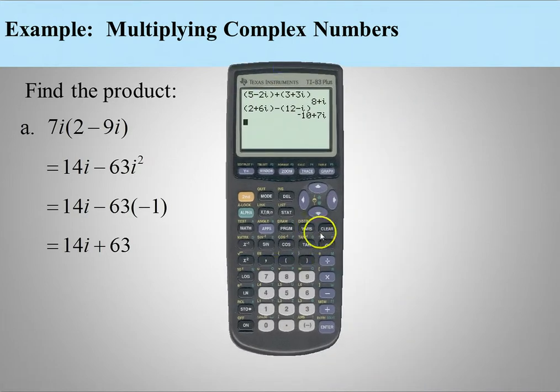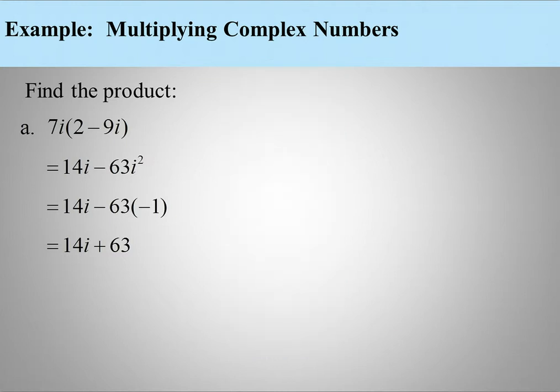Now let's do it using a calculator. I'm going to clear this so you don't confuse yourself. 7 second i, open parentheses, 2 minus 9 second i, close parentheses, enter. See? 63 plus 14i. Whenever you're writing a complex number, always the real number comes first and then the imaginary number. So we rewrite it that way.